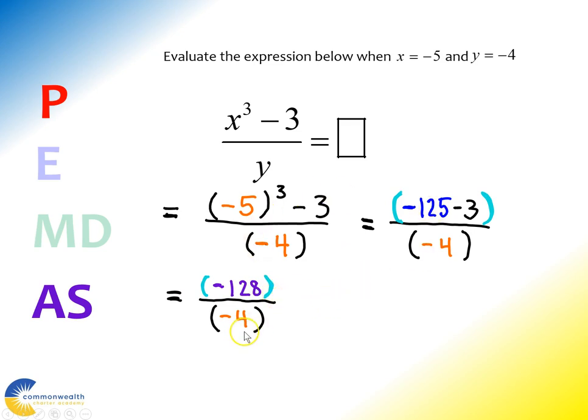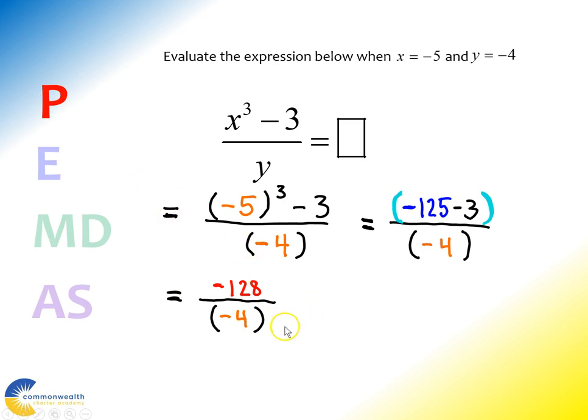All that work I just did, although I went through exponents, multiplication, division, and addition and subtraction, was so I could finish the parenthesis part, to finish what's up here. So essentially, I now have a negative 128 divided by a negative 4, and that finishes my parenthesis stage.